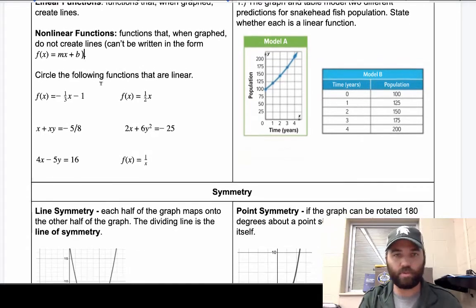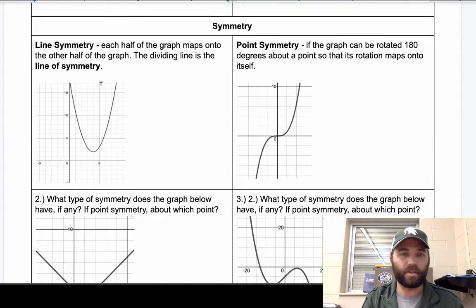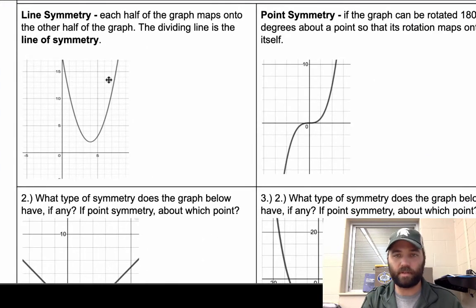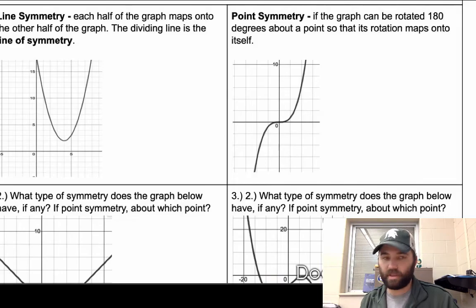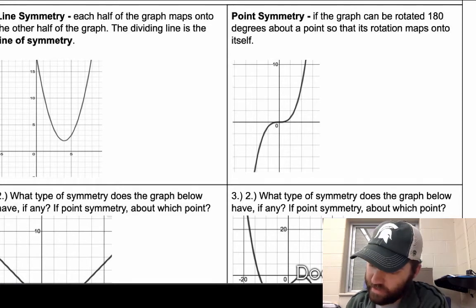It's kind of broken into two parts. We just did linearity. Let's talk about symmetry now. All right, so let's talk about line symmetry and point symmetry. You guys are probably familiar with some of this, especially because you were just in geometry not that long ago. Talking about line symmetry. Line symmetry just means that each half of the graph maps onto the other half of the graph. The dividing line, the line that cuts it in half, is called the line of symmetry.